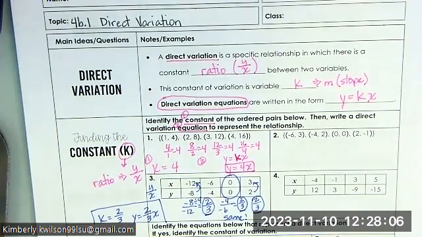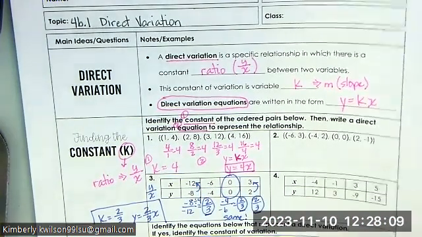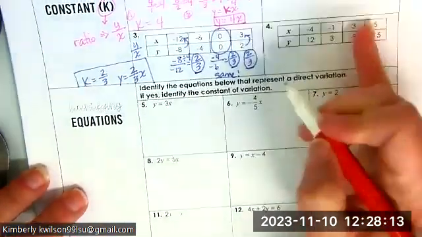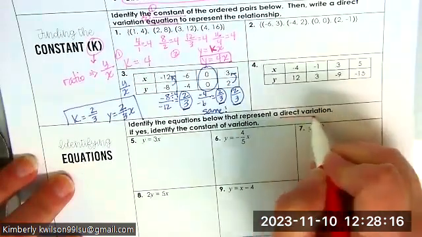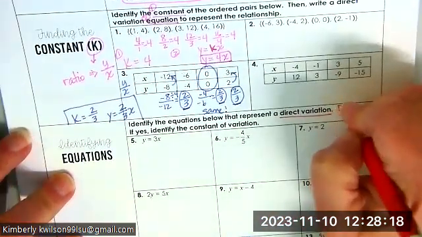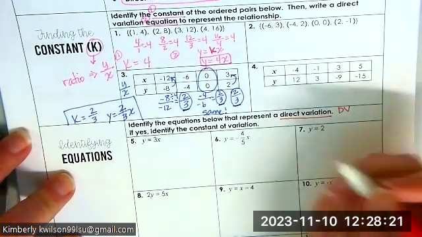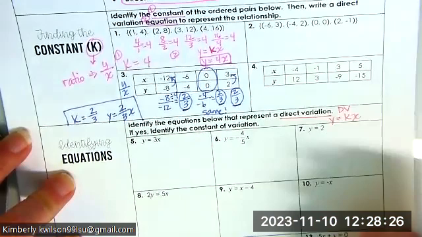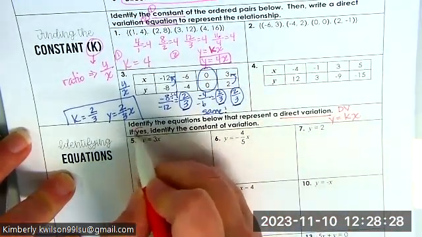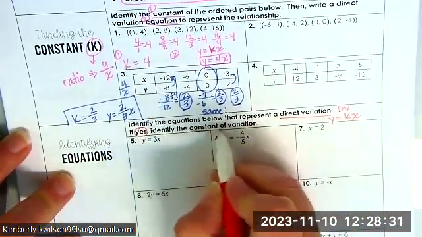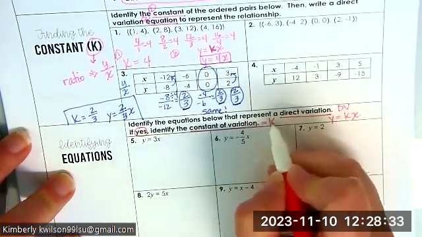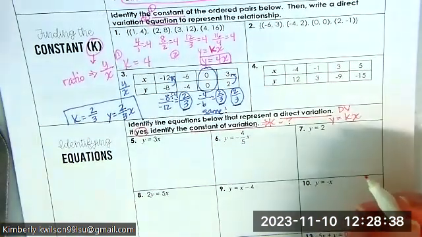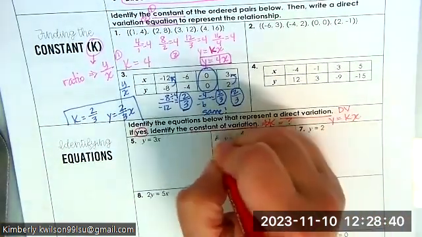Okay, moving on. Now we're going to look at different forms of equations. If it is a direct variation equation, which you will see me abbreviate as DV, then it must be in the form of y equals kx. If it's a yes, then you need to tell me what the constant of variation is. That is, what does k equal? So let's look at number 6.